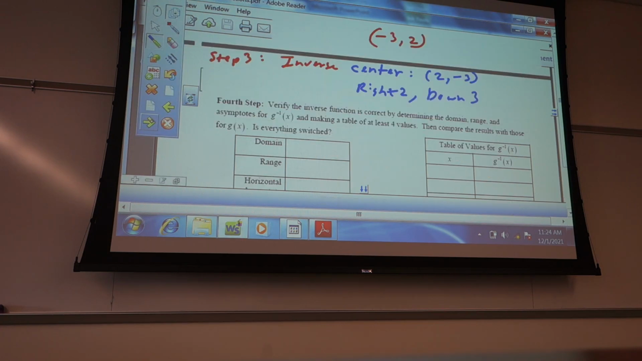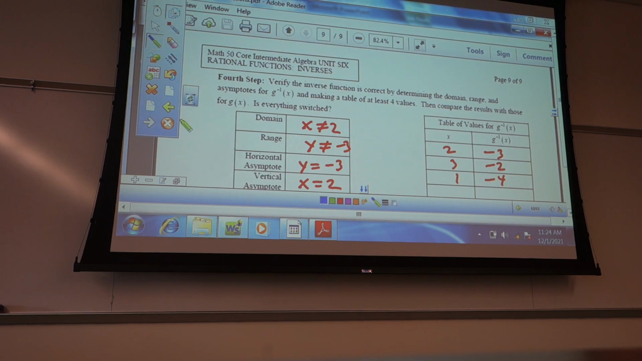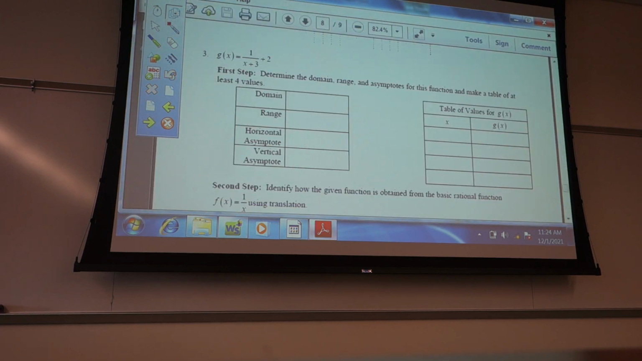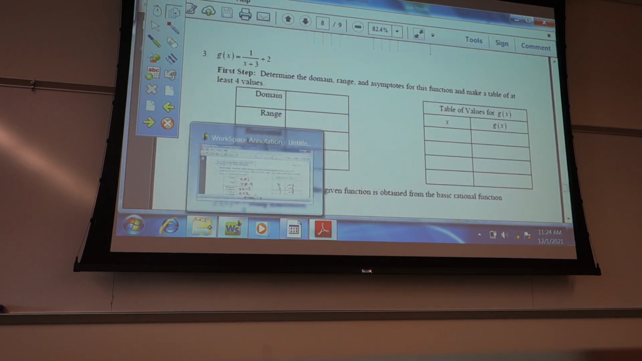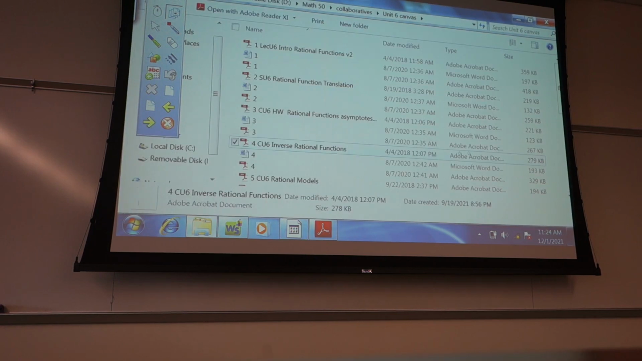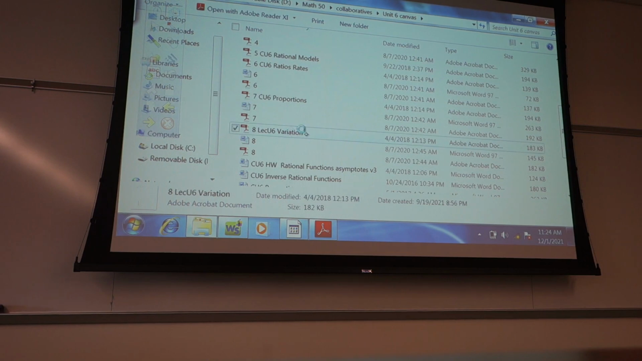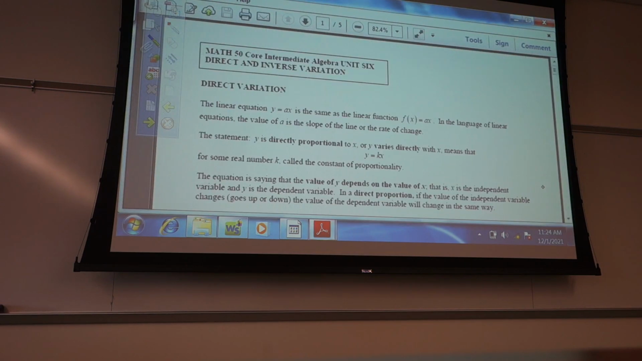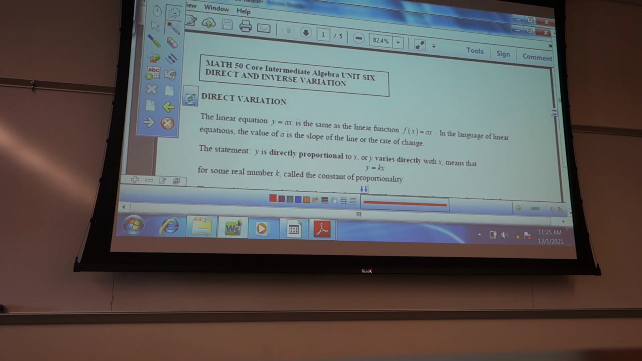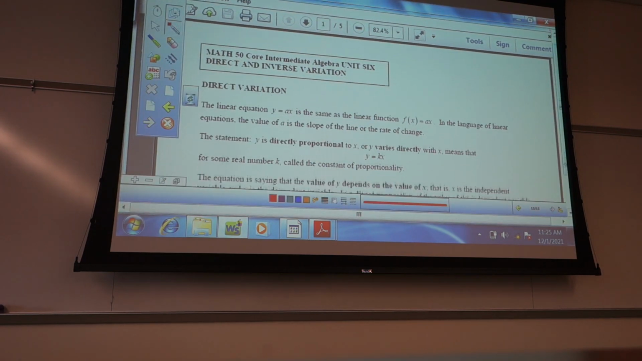All right, good. So let's take a look at where we left off last class, which was at variation. So this is the one we're looking at. That handout. Everybody grab it, pull it out.